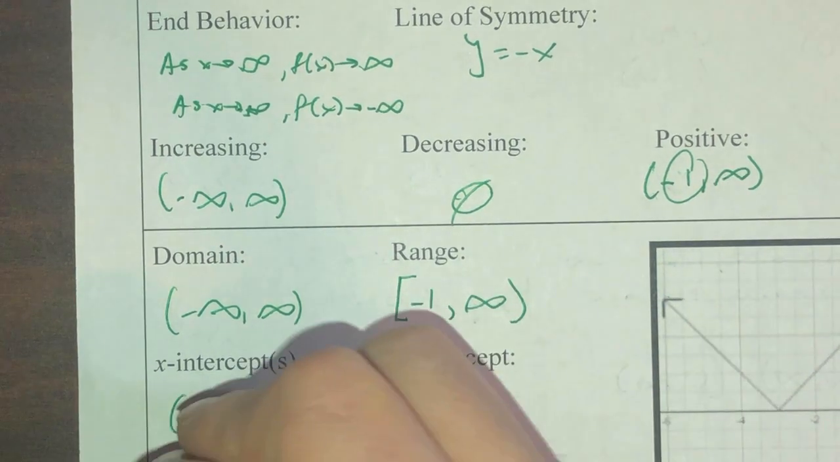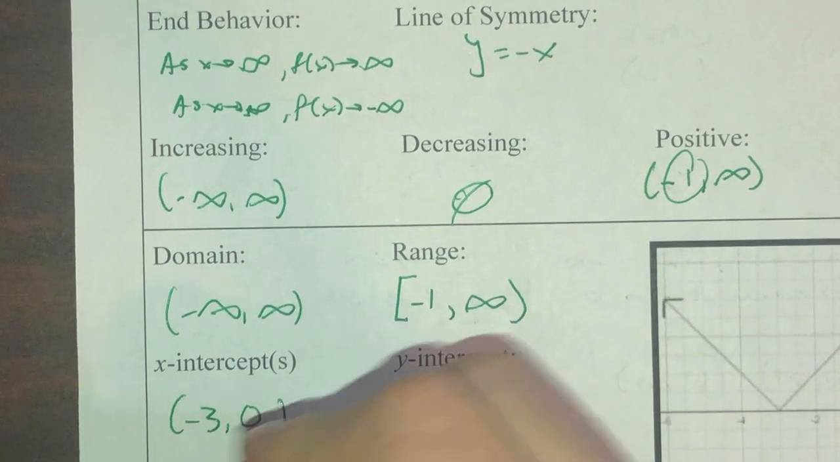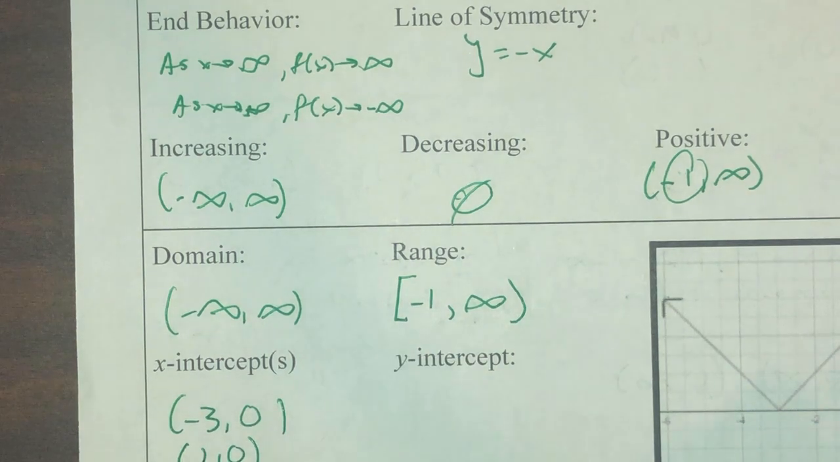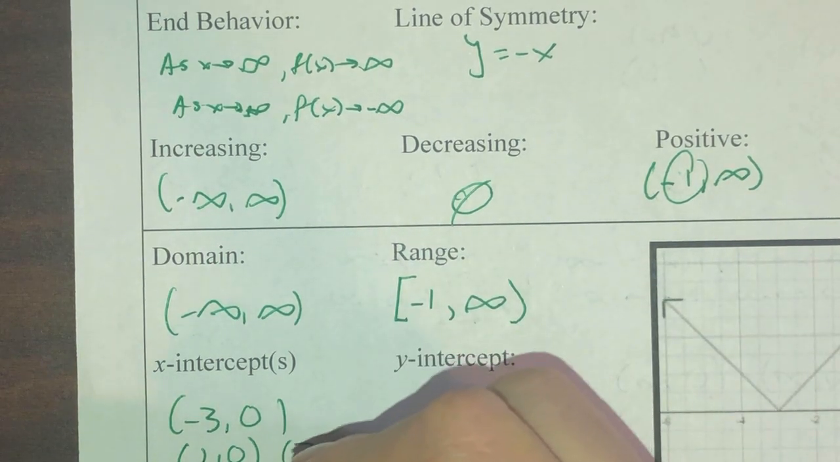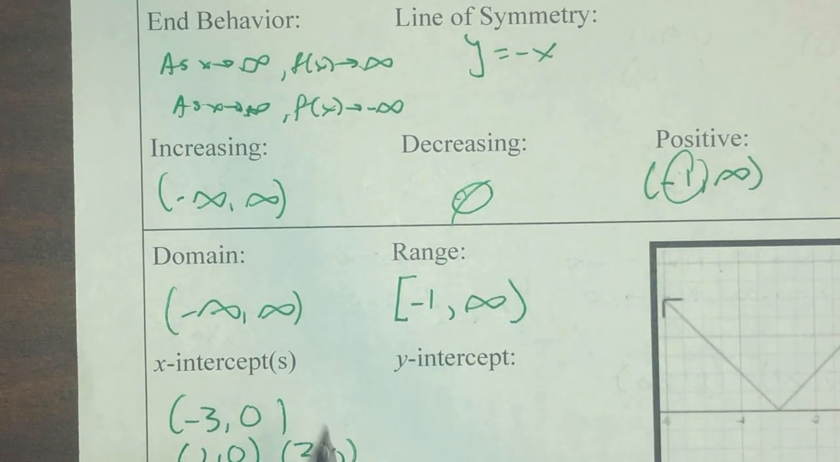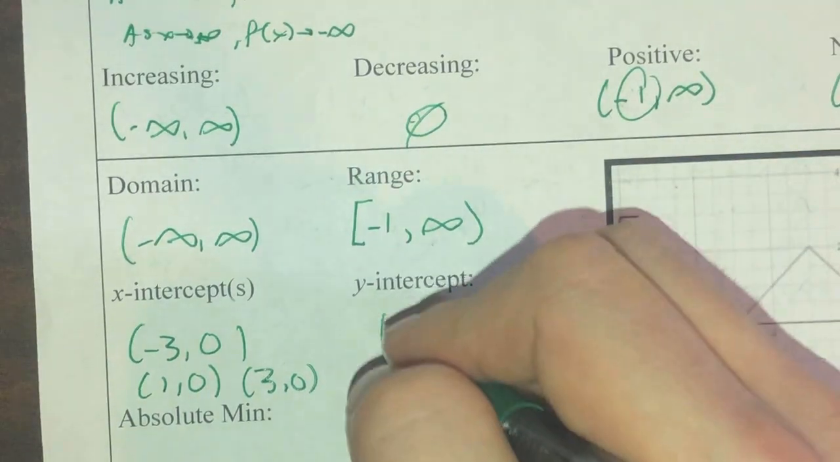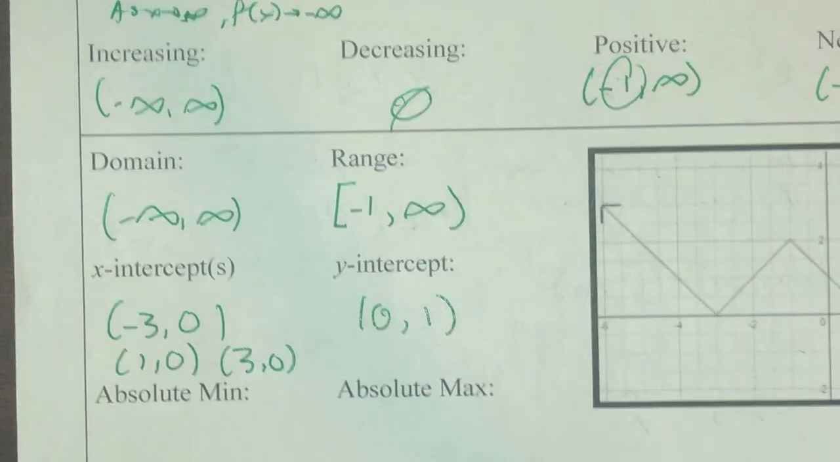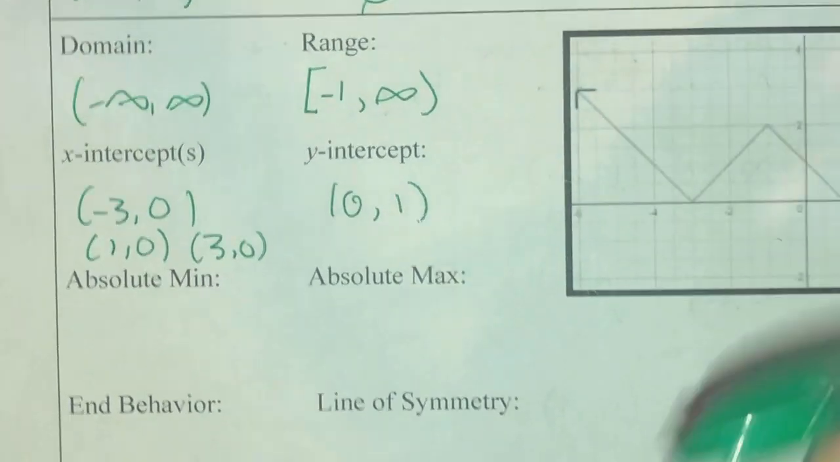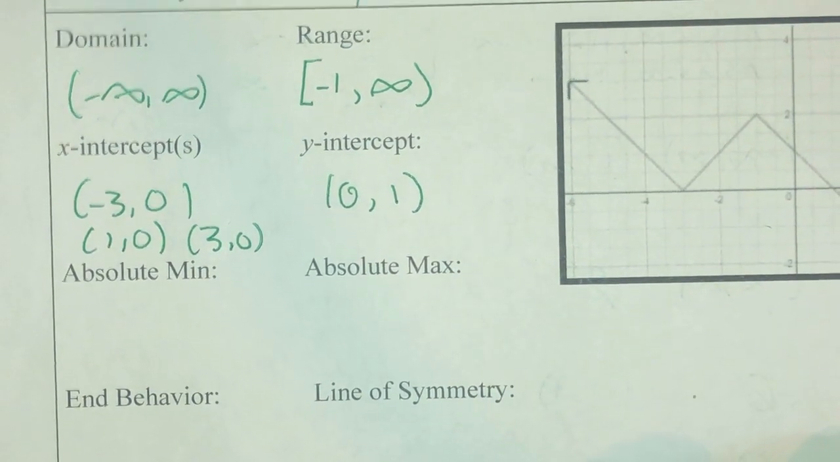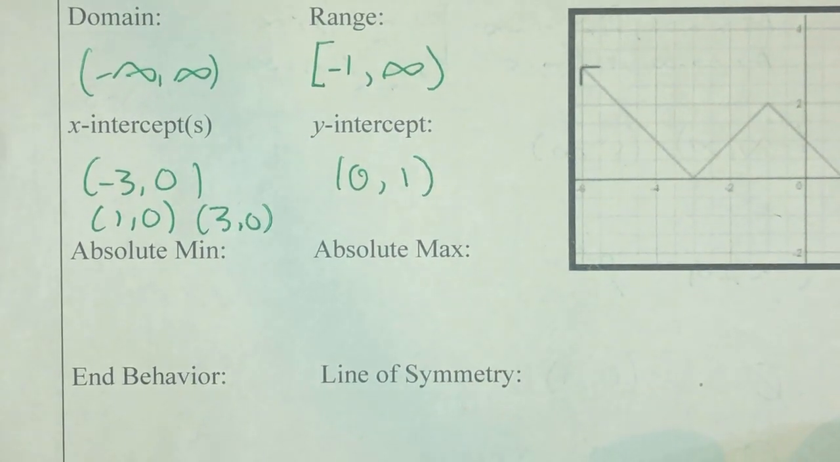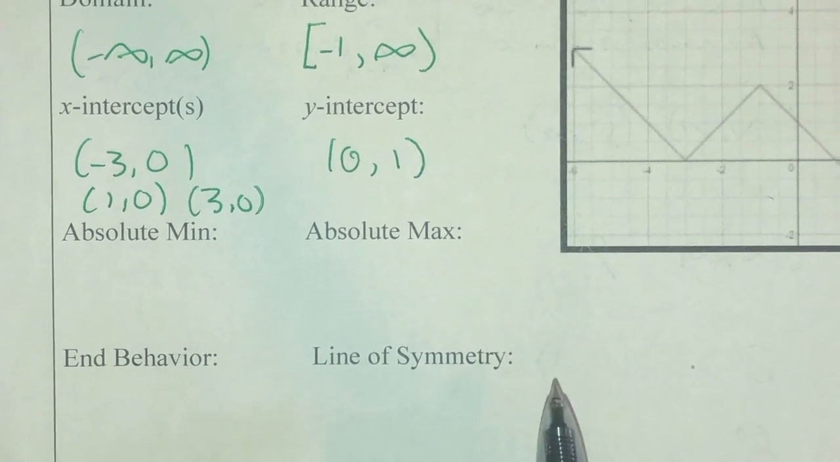X-intercepts, -3, 0, 1, 0, 3, 0. Okay, there could be more, but because it's a function, there's only ever going to be one y-intercept, because if there was more than one, there'd be multiple numbers where if you plugged in 0, you would get that number, and that's not a function.